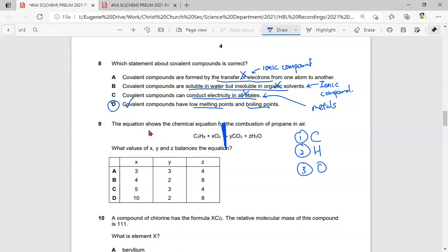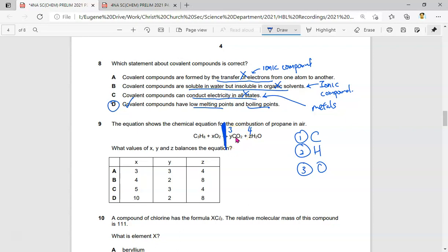So initially, carbon: 3 carbon on the left hand side. Right hand side, I only got 1 carbon. To make it 3, y must be 3. Okay, so I'm done. Next, I got 8 hydrogens on the left hand side. Right hand side, I only got 2. So how to make 2 become 8? I multiply by 4. So therefore, z must be 4. Now I know on the right hand side, I have 3 CO2 and 4 H2O.